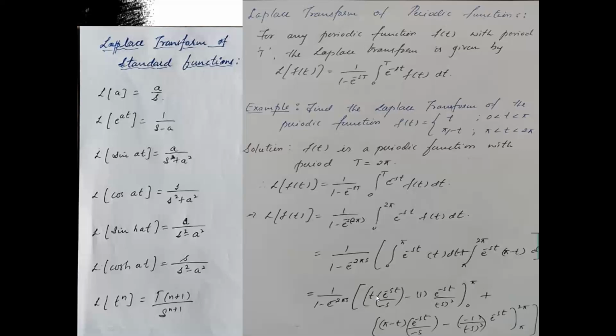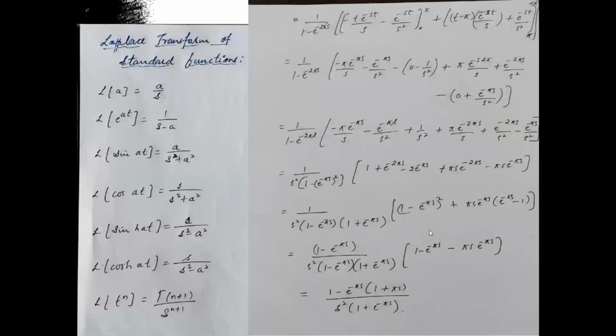Let us substitute the upper limit and the lower limits in the two integrals. So 1 upon 1 minus e raised to minus 2 pi s, we will keep it as it is. Before substituting, I simplified these terms here. Minus s is there, so that minus is taken here. Minus t e raised to minus st by s. Then because by the formula we have minus here, it is e raised to minus st by s square. Then plus we have t minus pi e raised to minus st by s.